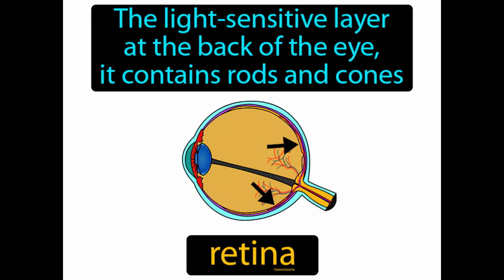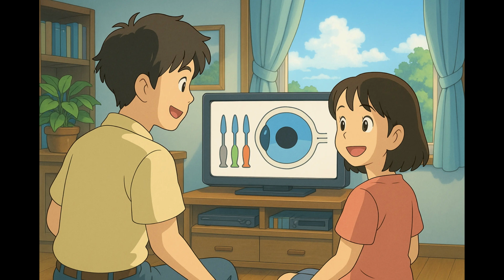The light-sensitive layer at the back of the eye, it contains rods and cones. Retina. The retina is a part of the eye that detects light and sends signals to the brain to create visual images. Imagine trying to catch the right episode of your favorite TV show without a guide to tell you when it's on. Just as you rely on the TV guide to decipher which shows are playing and when, the retina serves as your eye's guide, interpreting light into signals your brain can understand.